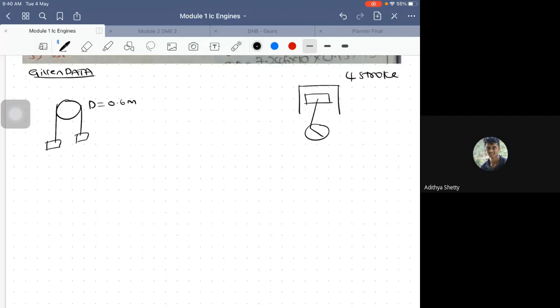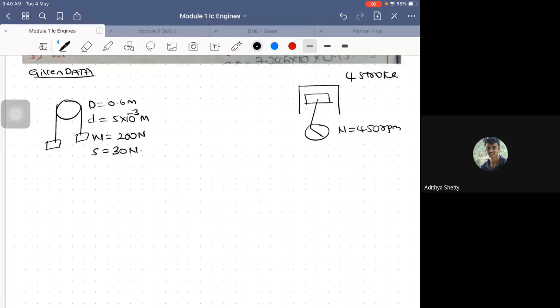Next, the band thickness, small d, is 5 mm, so write 5 × 10⁻³ meters. Speed, n, is equal to 450 rpm. Next, he has given the load on the band, W, as 200 newton. Very good. Spring balance reading, he has given as 30 newton.